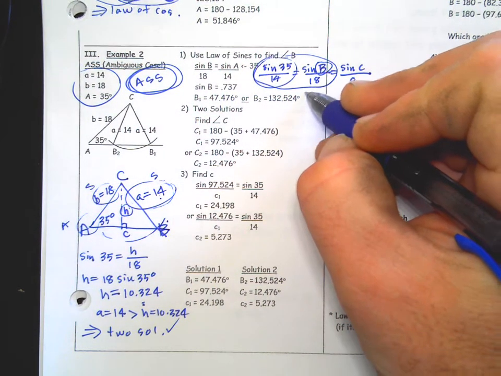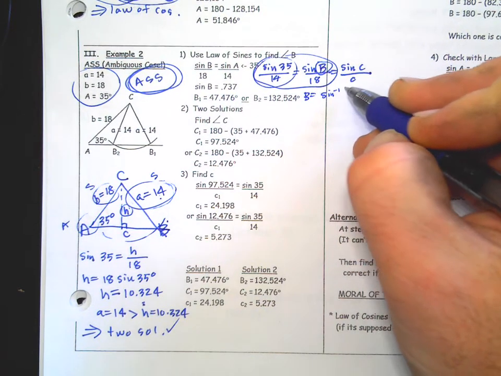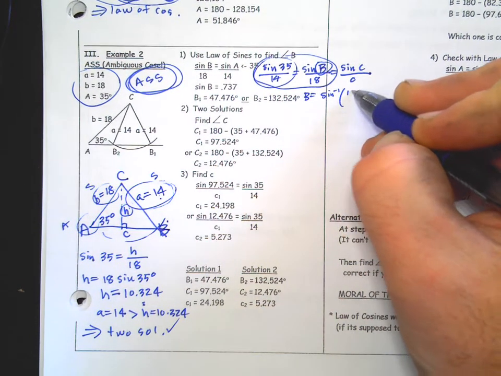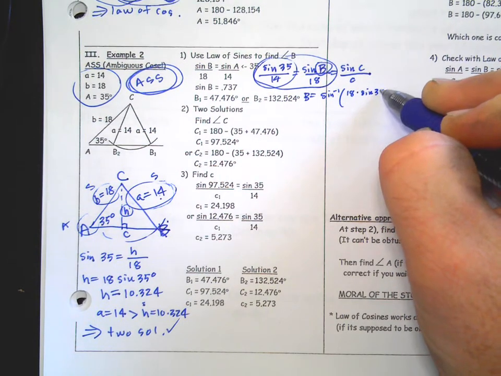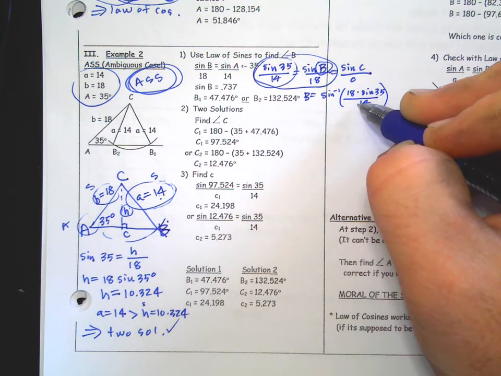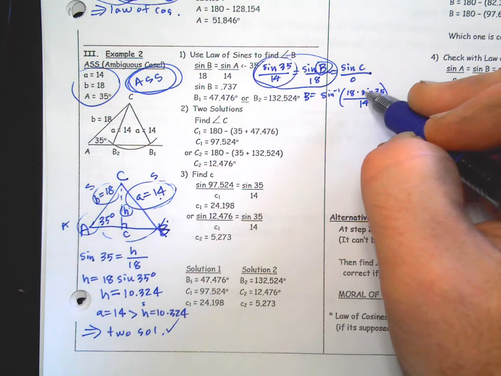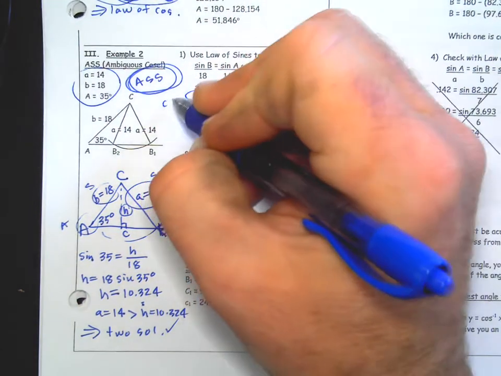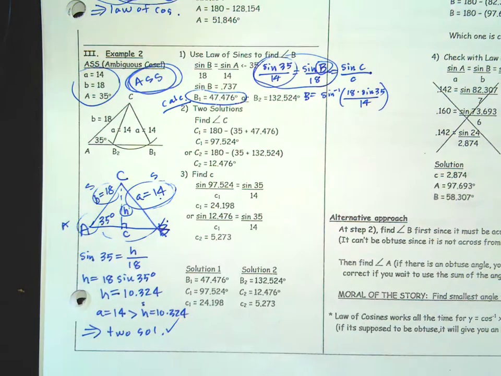So angle B equals inverse sine of, and this is work I want you to show, 18 times sine of 35 over 14. This is the exact answer for angle B. I want to see this in your work, okay? Now, then you're going to calculate on your calculator, and your calculator is always going to give you the acute angle, okay?